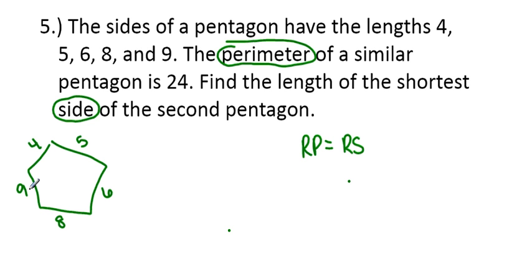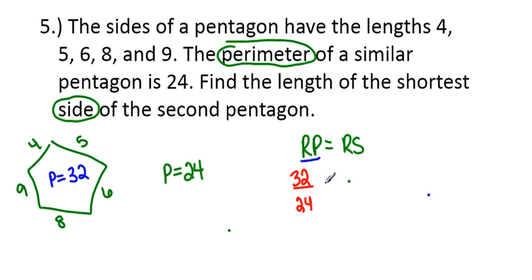I do know that the perimeter of my second pentagon is 24, so it would probably be helpful to know what the perimeter of this first pentagon is. So I'm going to add the lengths of all my sides. The perimeter of this guy I find is 32. So the ratio of the perimeters is just what I get when I compare these two perimeters. 32 is to 24.